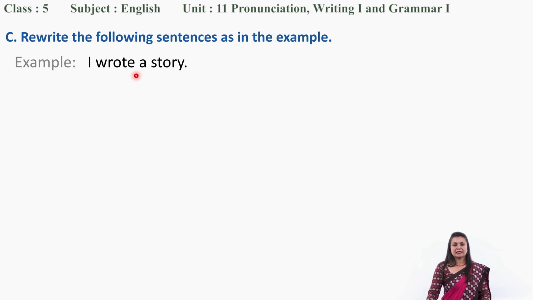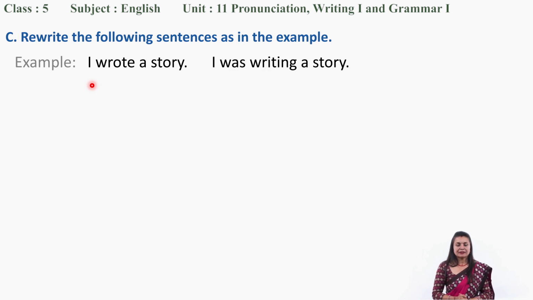So in the example here is given, I wrote a story. So what kind of form of verb is it? Yes, that is wrote. That means the past form of verb, that is verb 2. Okay. So what is given in the example? I was writing a story. Yes, I was writing a story. So wrote changed into was writing. That means the past form of the verb changed into past continuous.